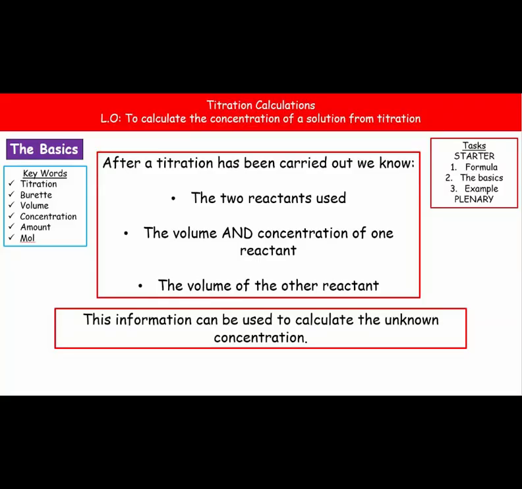So when we've actually carried out a titration, and my groups, I know we literally just did that before schools broke up, then what we've actually got are a few very important bits of information. First of all, we know the two reactants that we used. Secondly, we know the volume and the concentration of one of those reactants. And finally, we know the volume of that second reactant. The only thing missing is the concentration of that second reactant.